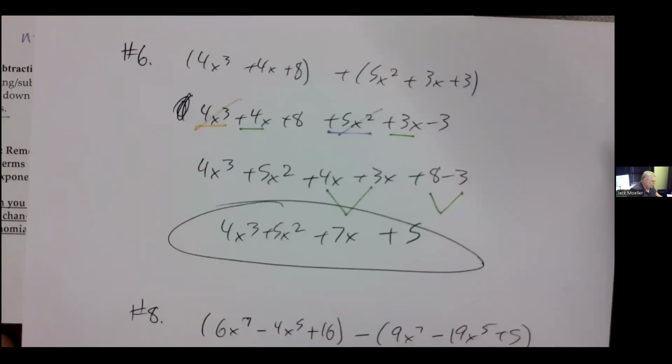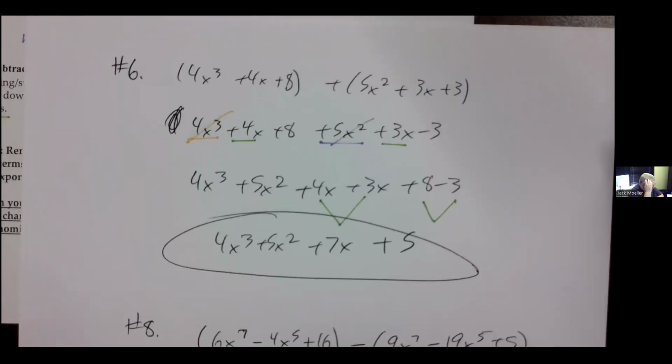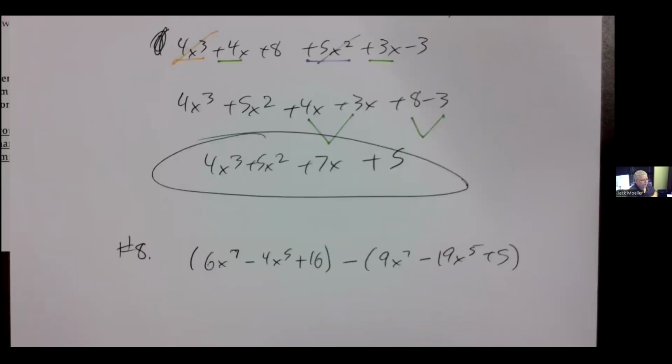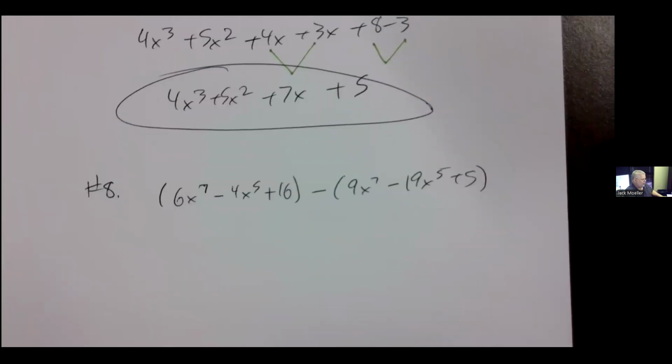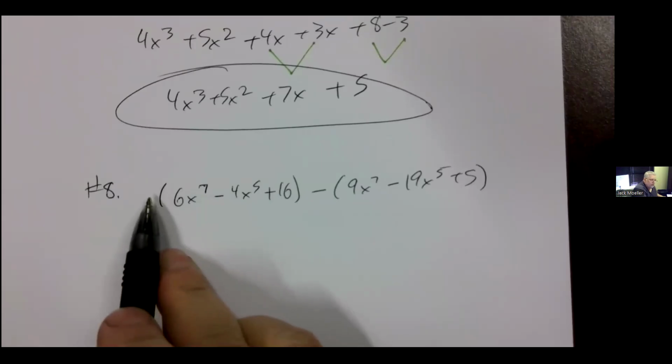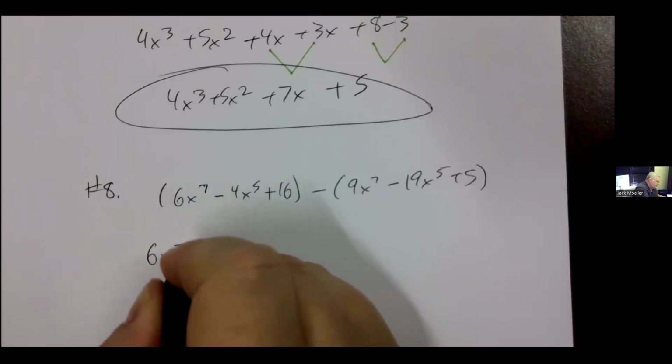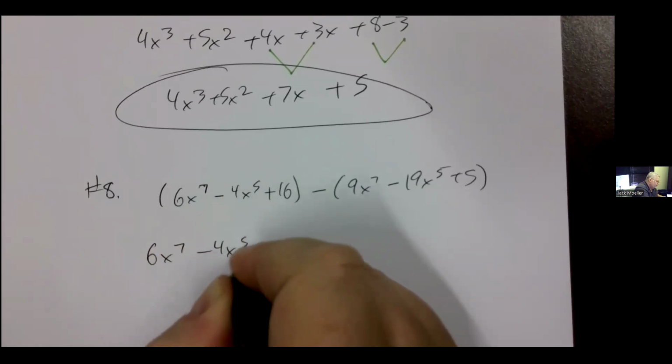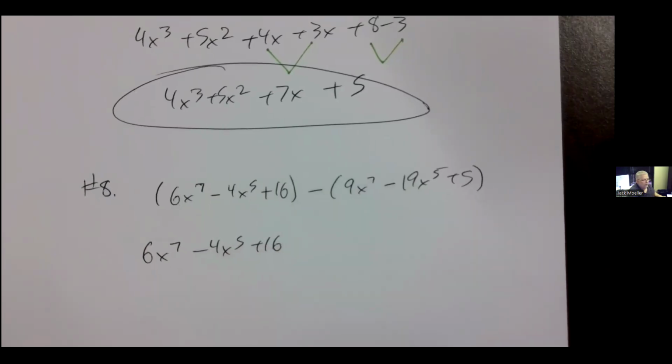All right, so we are subtracting. We have 6x to the 7th minus 4x to the 5th plus 16 minus the trinomial 9x to the 7th minus 19x to the 5th plus 5. So do we need the parentheses? Well, for that first one, no, because there's nothing out here. Distribute out of the positive 1. So we can just drop that parentheses.